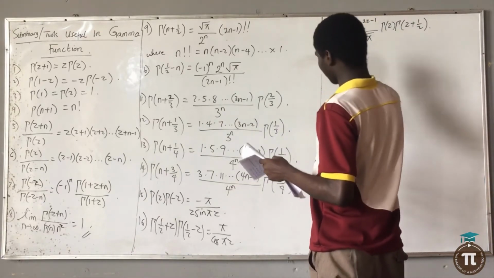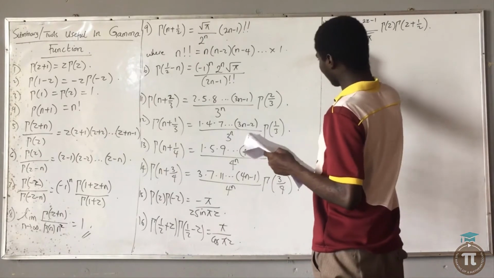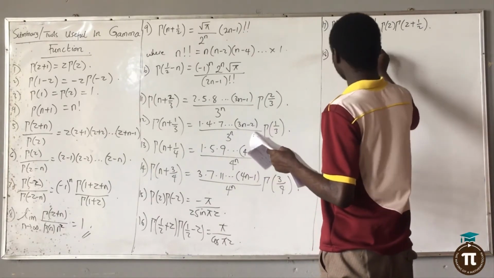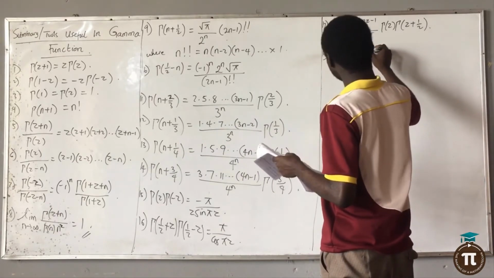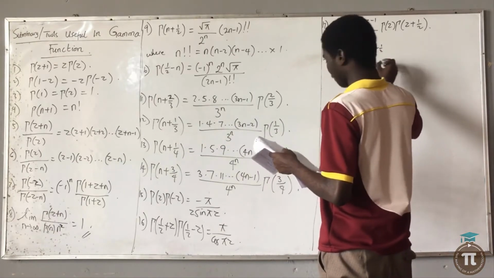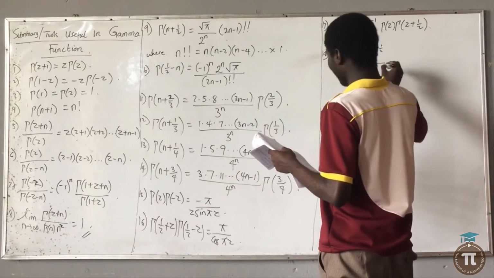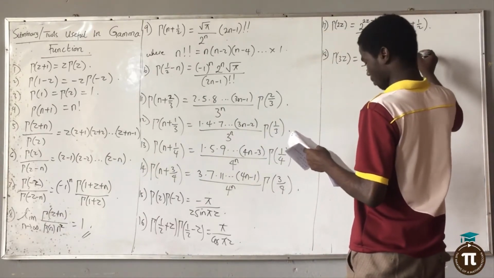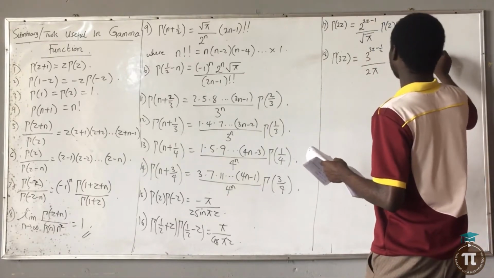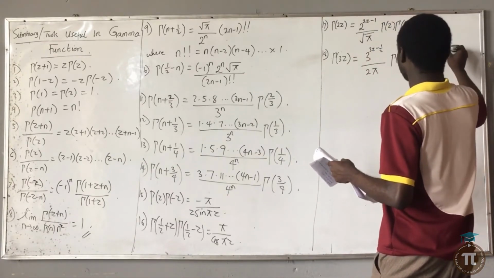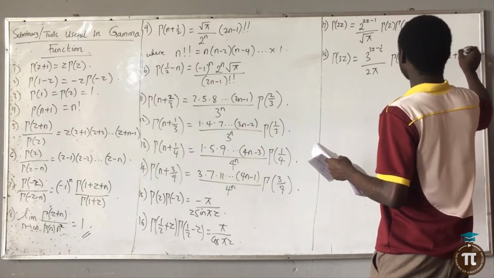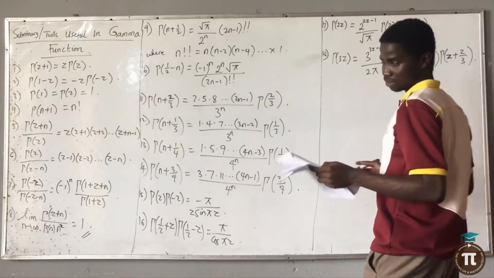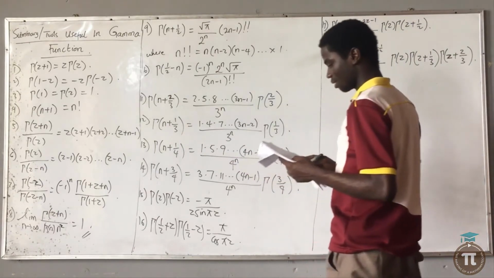Number 18, gamma of 3z is equal to 3 raised to the power of 3z minus half all over 2 pi, gamma of z, gamma of z plus 1 over 3, gamma of z plus 2 over 3. So that is what we have in that case.